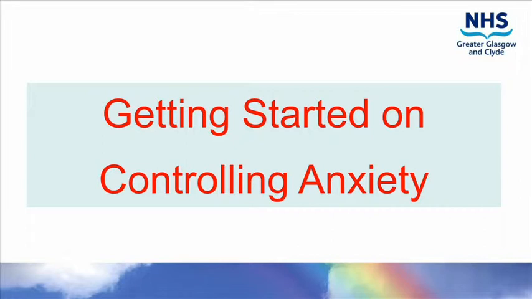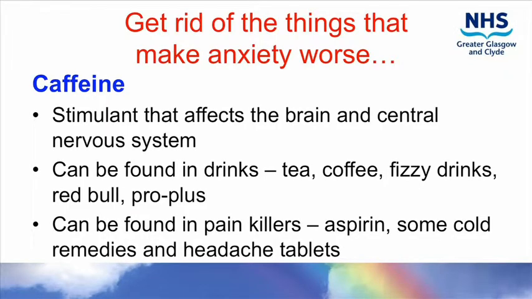Okay, so let's turn our attention to some of the things that we can do initially to help us to manage anxiety. The first thing we can do is to limit the amount of caffeine that we drink. Caffeine is a stimulant that affects the brain and central nervous system. It can be found in a range of products and drinks, namely tea, coffee, fizzy juice.